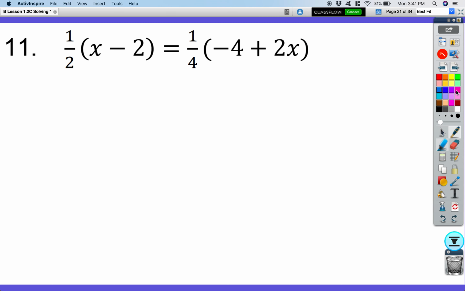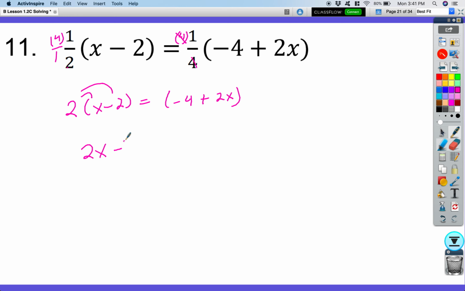Here I look at these and I say, okay, can't really tell what's going on here, so what I'm going to do is multiply. I look at the 2 and the 4. The LCM of 2 and 4 is 4, so I'm going to multiply both sides by 4. All right, 4 times 1/2 is 2. And then I'm going to have the entire parentheses, x minus 2, equal to 4 divided by 4. Oops, I put plus. Let me erase that because it is an equal sign. Those reduce, and I'm just left with negative 4 plus 2x. When I distribute these, I'm going to have 2x minus 4 is equal to negative 4 plus 2x.